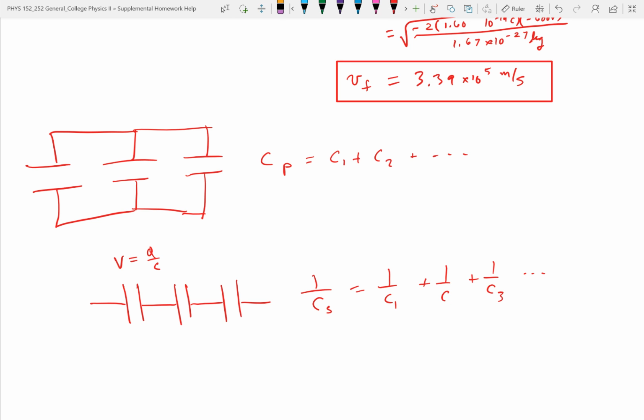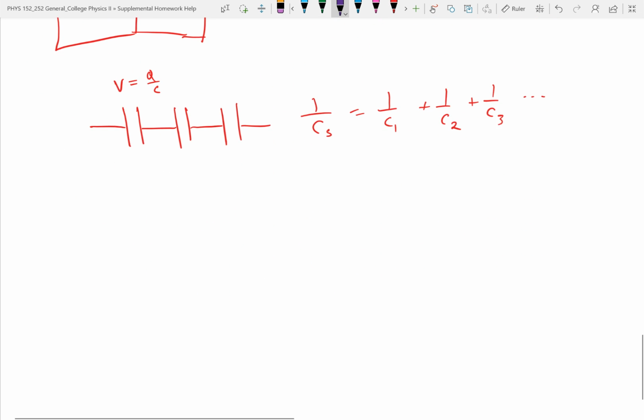So if you have a parallel and then a series, the final would be 1 over, let's say it's C2, and C1 and C3 are parallel. So it'd be plus 1 over CP for the parallel one. Write what you're talking about because I'm not sure I followed you. Well, here you can write it out.